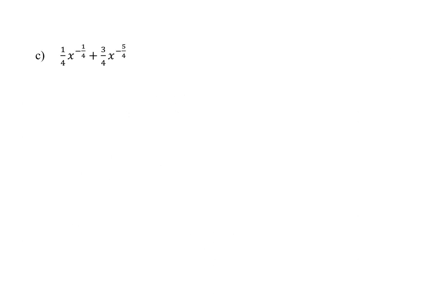Lastly, the big kahuna here, we want to factor, and this looks really ugly because we have fractions and we have negative exponents. There's a lot going on here, but we will use the same strategy. We can do it. So we need that greatest common factor. So starting by looking at the coefficients, we have 1/4 and 3/4. We could factor out a 1/4.